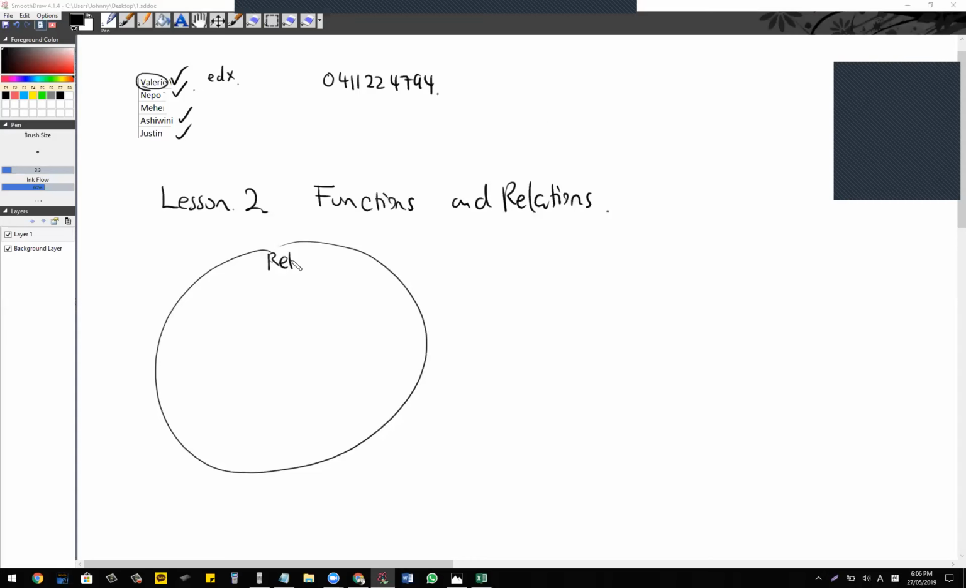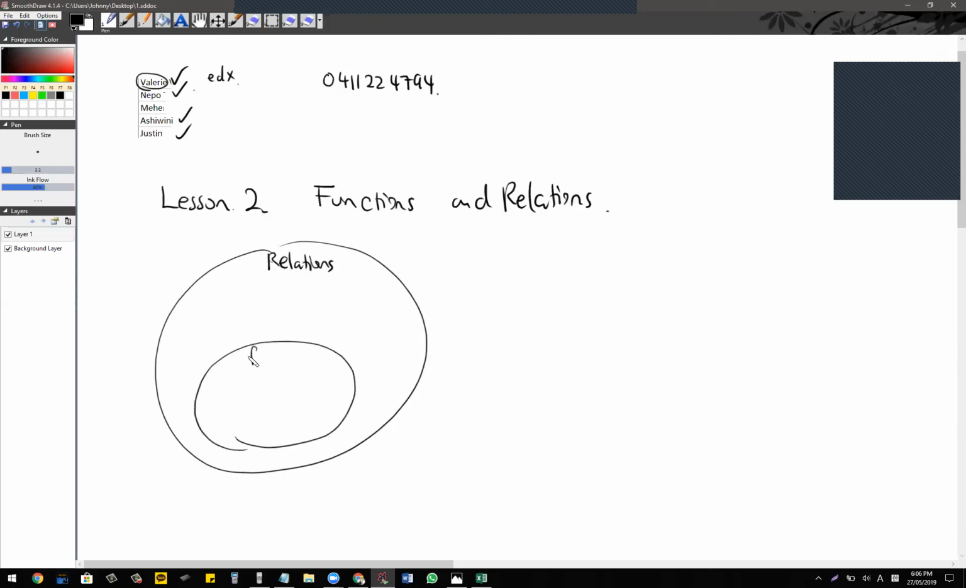So within the category of relations, you have functions. I'm not sure if I talked about this last time. Not all relations are functions, but all functions are relations. I'll give you an example. If you have y equals x, that's a function. y equals x squared, that's a function as well. But if you have something like x squared plus y squared equals 10 squared, that's a relation. I'll give you what they look like on the graphs.